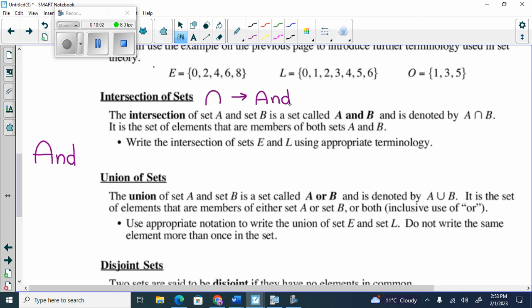Write the intersection of E and L using appropriate terminology. So if we want the intersection of E and L, we're going to write the intersection of E and L. And then we have to list the elements that are in the intersection of E and L. So what is in common between E and L? 0. What else? 2. 4. 6. That's it. So if I ask you the intersection of a set, you literally just give me the numbers that are in both. That's it. That's all I'm asking for. Nothing harder than that.